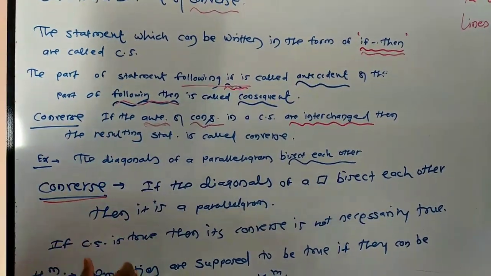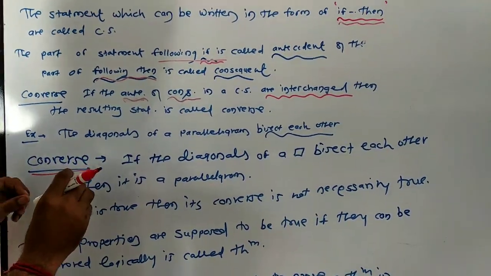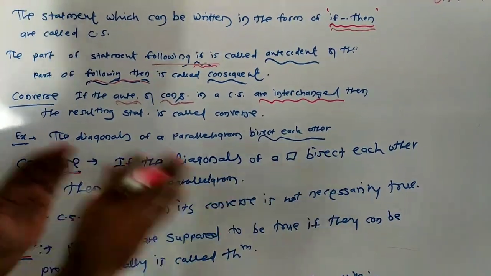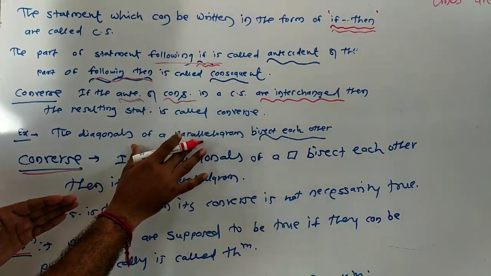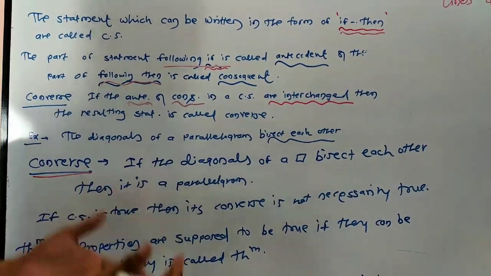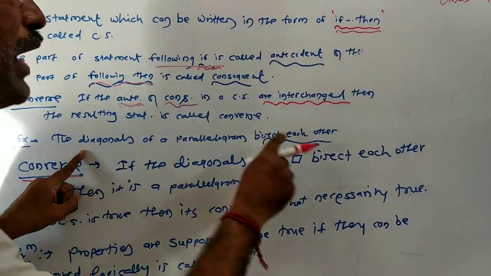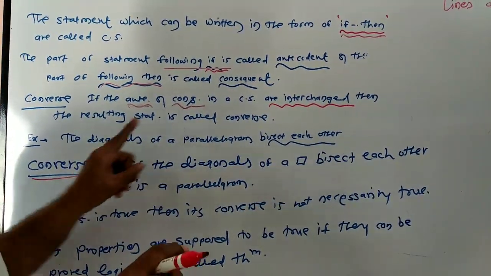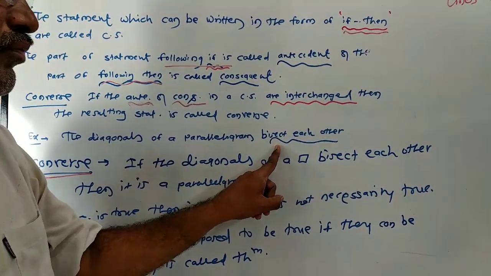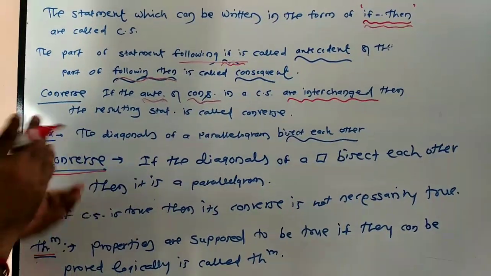Now in this conditional statement, what is the antecedent? If any quadrilateral is a parallelogram, this one is the antecedent. And what is the consequent? Then its diagonals bisect each other. Means the consequent is its diagonals bisect each other. Okay. Now what is its converse?